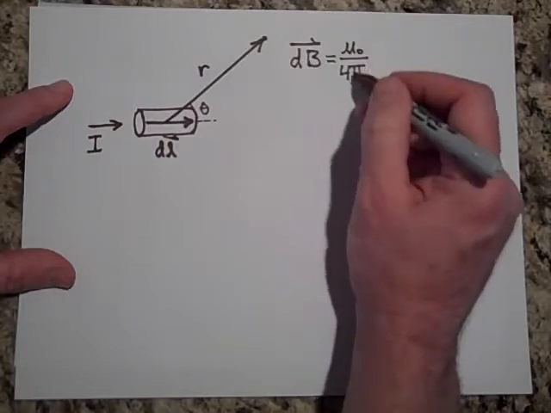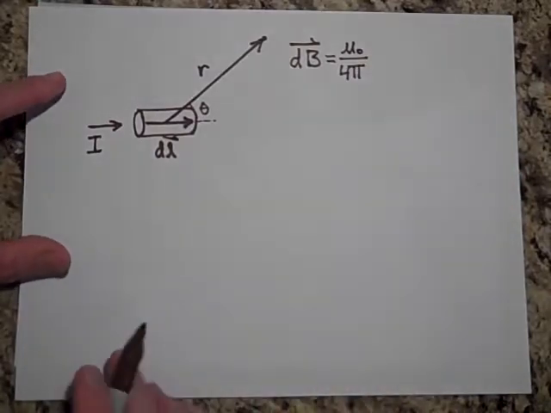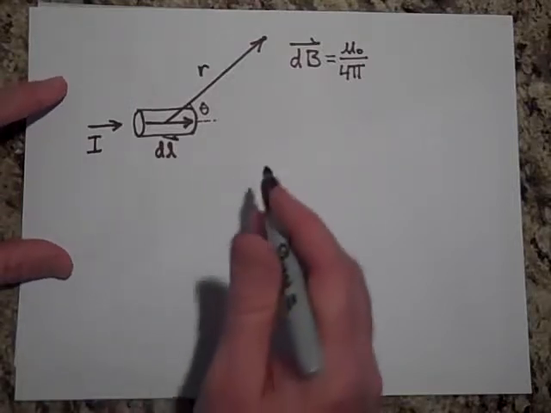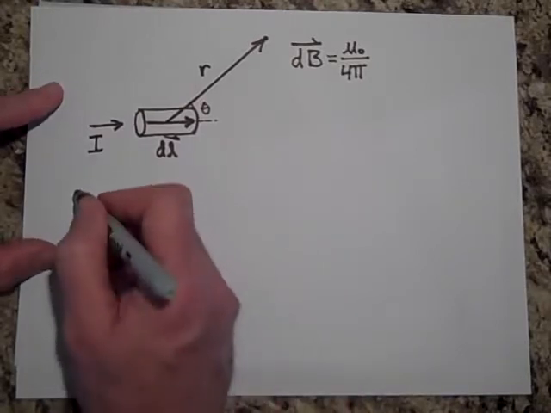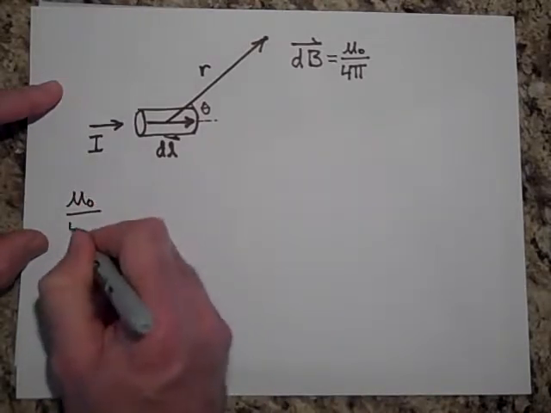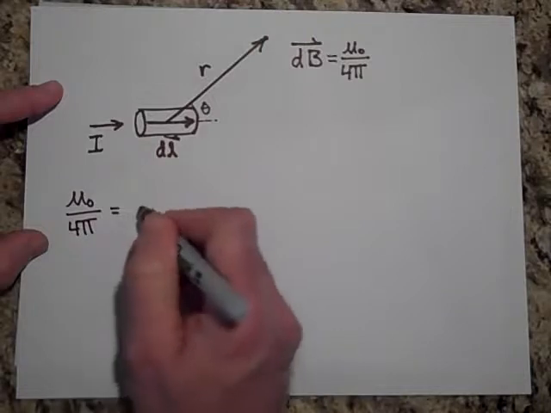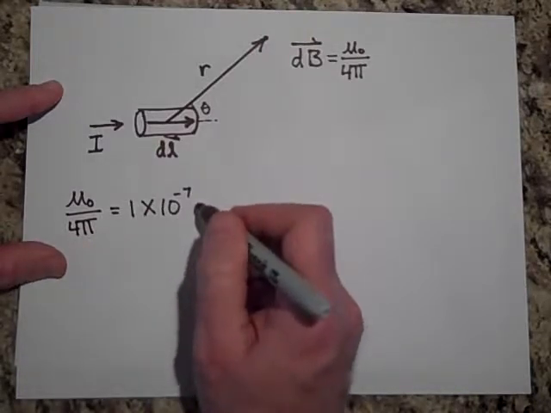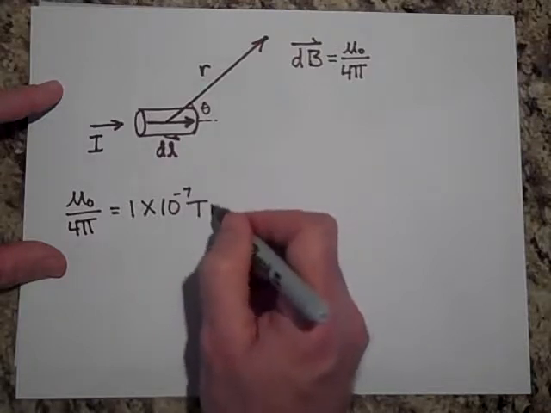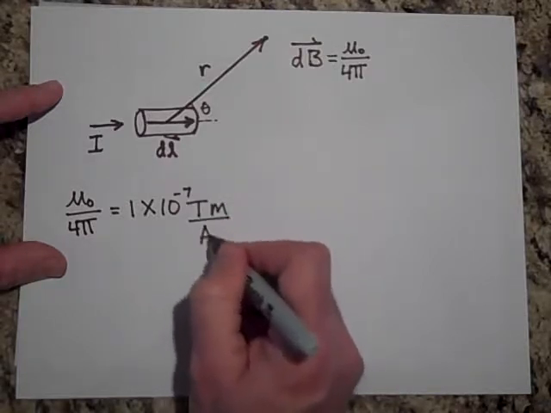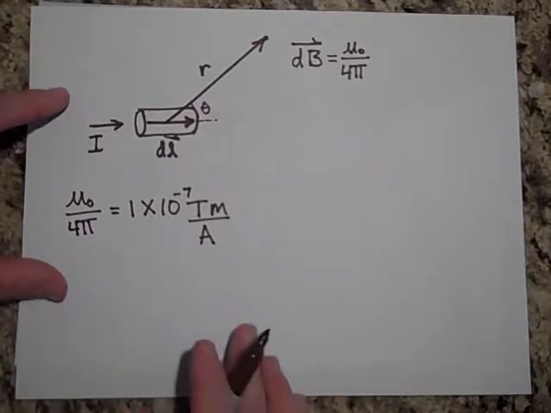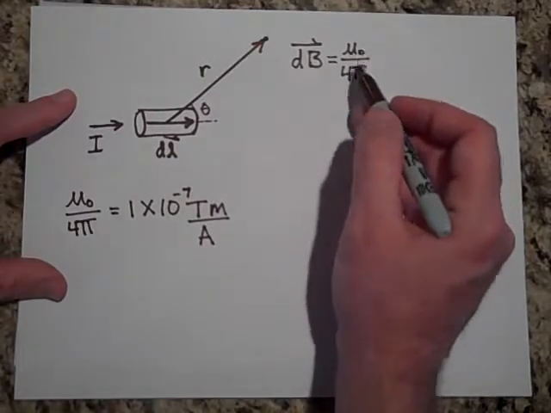Remember, this whole thing equals 1 times 10 to the negative 7th, and the units on that are Teslas meters over amps. So I'll write that here. Mu naught over 4 pi is 1 times 10 to the negative 7th, and the units on that are Teslas meters over amps. And you'll see why that has to be Teslas meters over amps in a little bit, in a different video, actually.